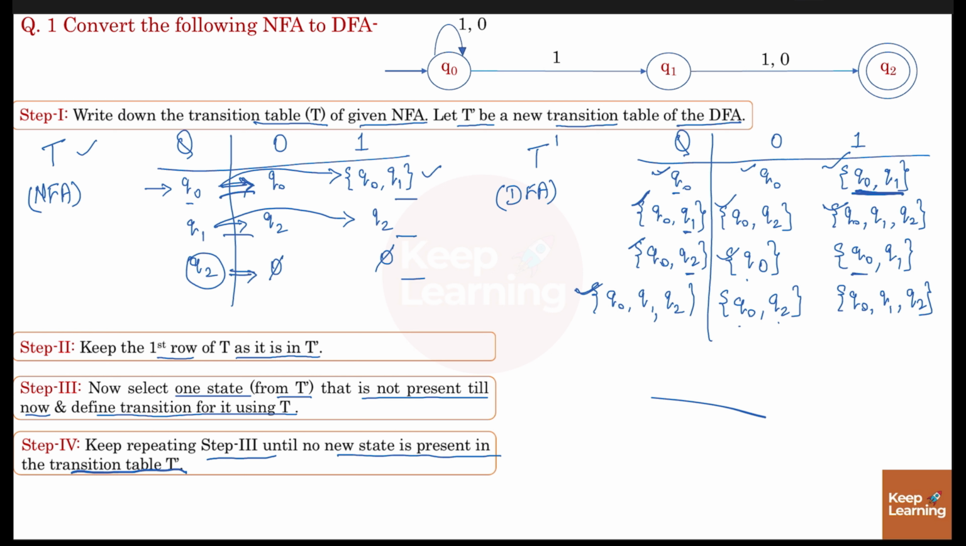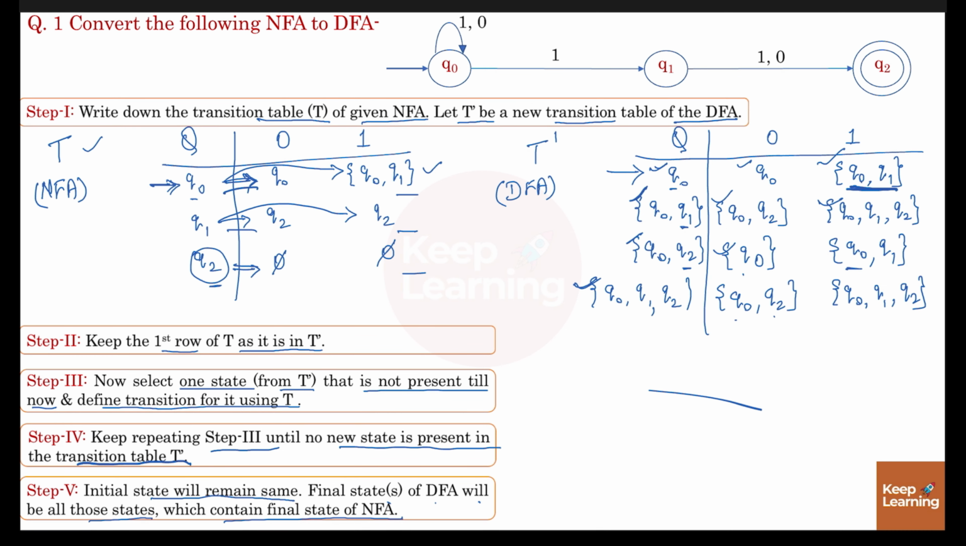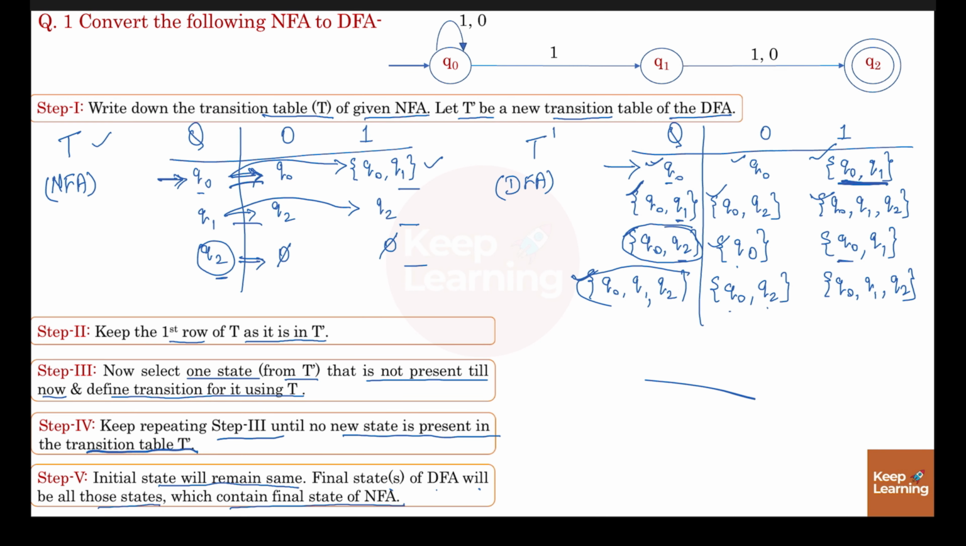Next step is the initial state will remain the same. So the initial state here was Q0, so here also it will be Q0. Final states of the DFA will be all those states which contain a final state of the NFA. Here our final state was Q2. So wherever Q2 is present, those will be our final states in T dash. So these two states will be your final states.